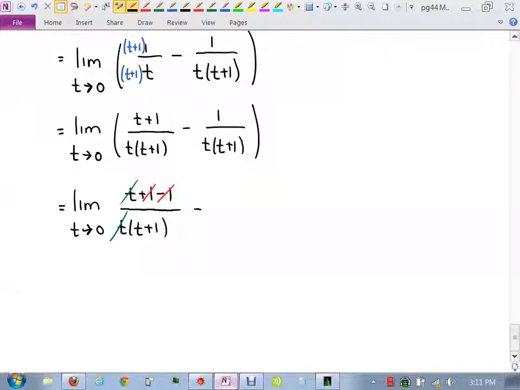So here's what I've got, and I still have the limit. Limit t goes to 0. What's still on the top? You canceled everything. There's a 1. Be careful, okay? The 1 and the negative 1 became a 0. But when you canceled the t's out, it became a 1, right? So you have a 1 over t plus 1. And now let t go to 0. And what do you get? 1.